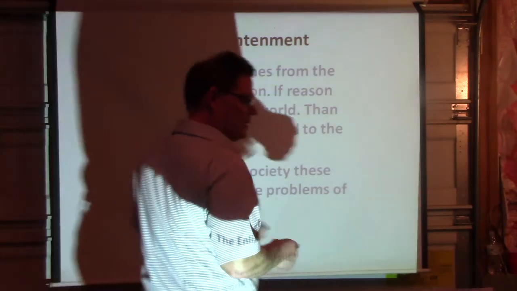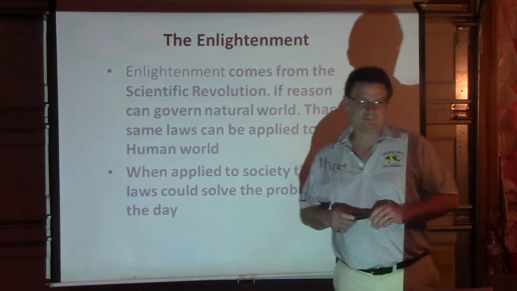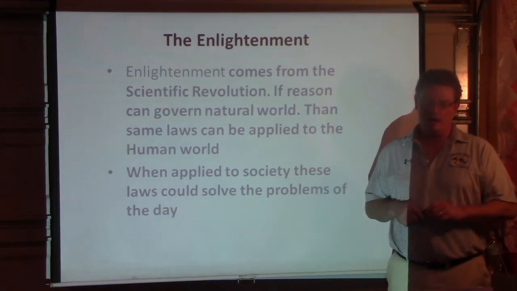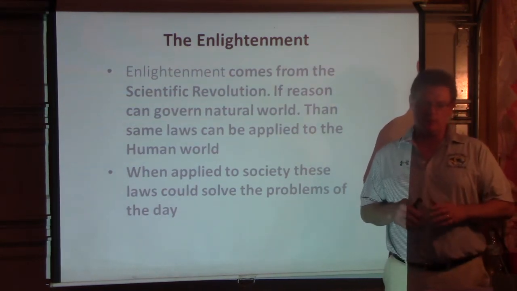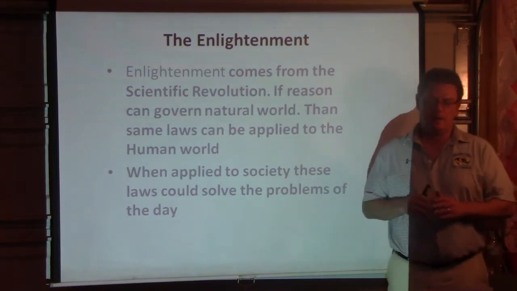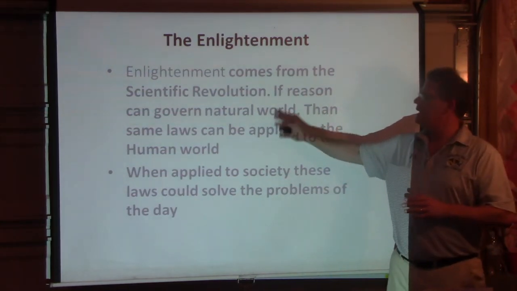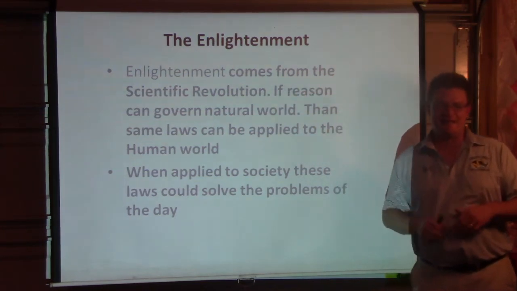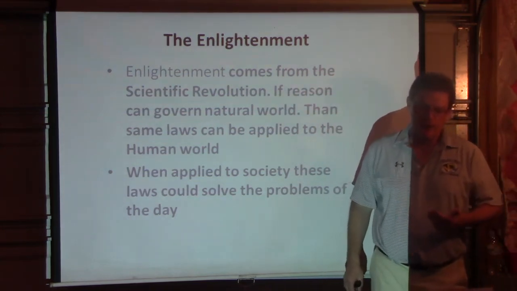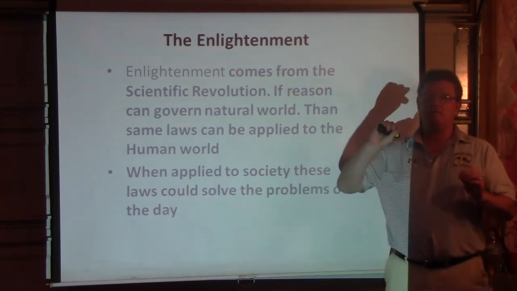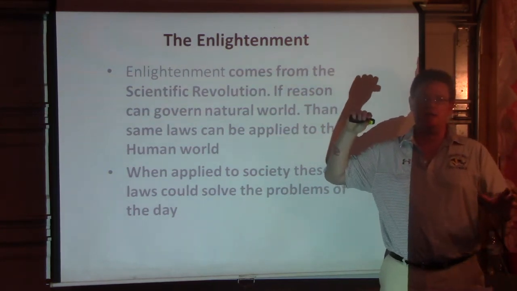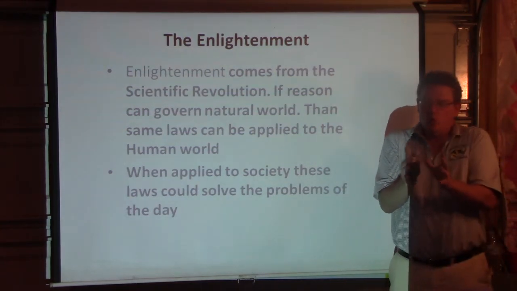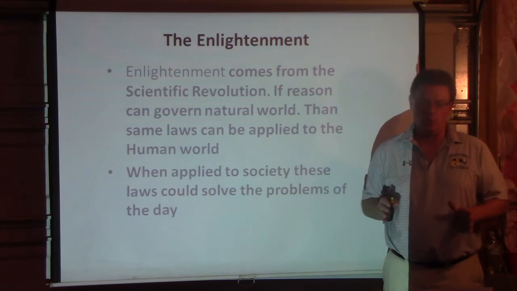And the Enlightenment is going to be something different. You're going to do your reading guide on the scientific revolution, and the political ideas of the Enlightenment are going to come directly from the scientific revolution. And it's the ideas of inventors like Copernicus and Galileo and Isaac Newton, and they bring about a new way of looking at the physical world.